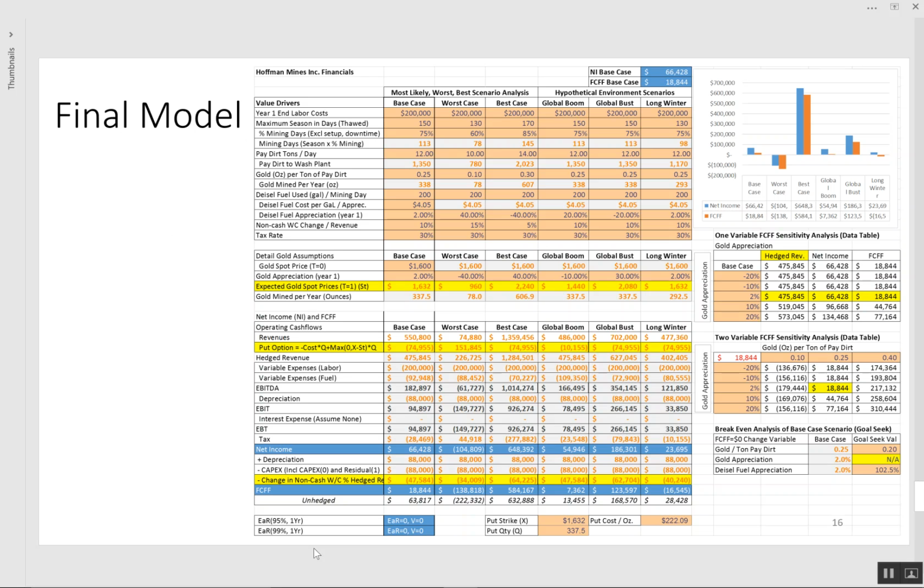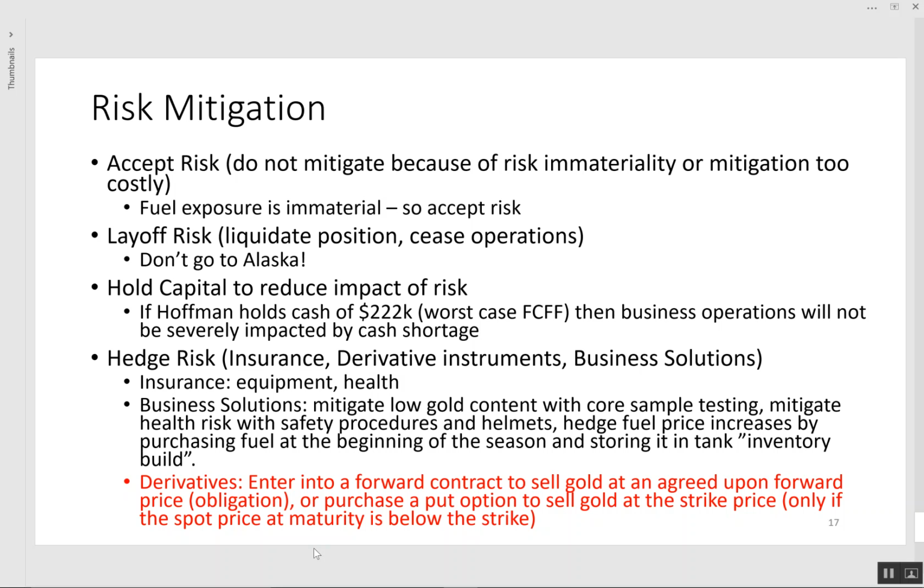So here's our final model using our gold hedged scenarios. And in this topic, we've talked about risk mitigation. After we've identified our risk and measured it, we then can decide how to mitigate. Mitigating, we can either just accept it, lay it off, in other words, just cease operations, or hold enough capital that if the risk goes against us, we will survive to play another day. Or we can choose to hedge. We can choose to hedge the risk with insurance or derivative instruments or business solutions.